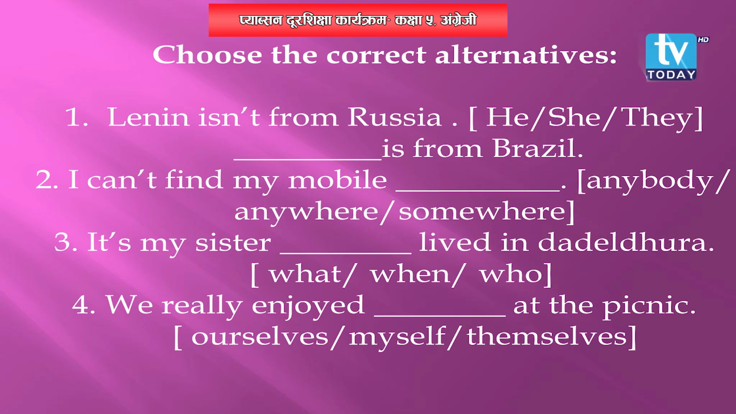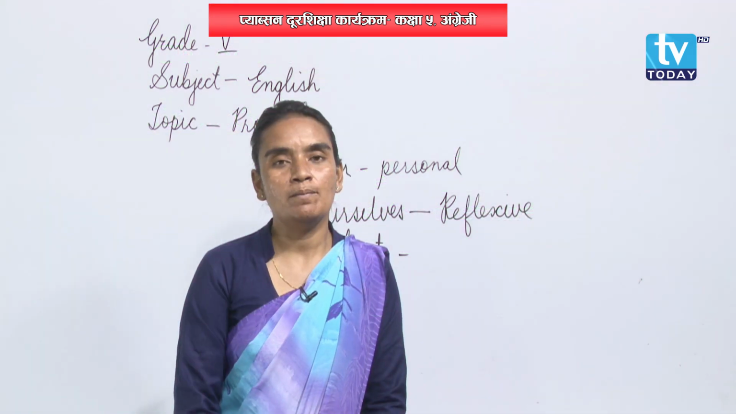Now another sentence is also given there: my sister lived in Dadeldhura. What would be the correct option there among what, when and who? My sister indicates a person. So, we can write there the relative pronoun who.